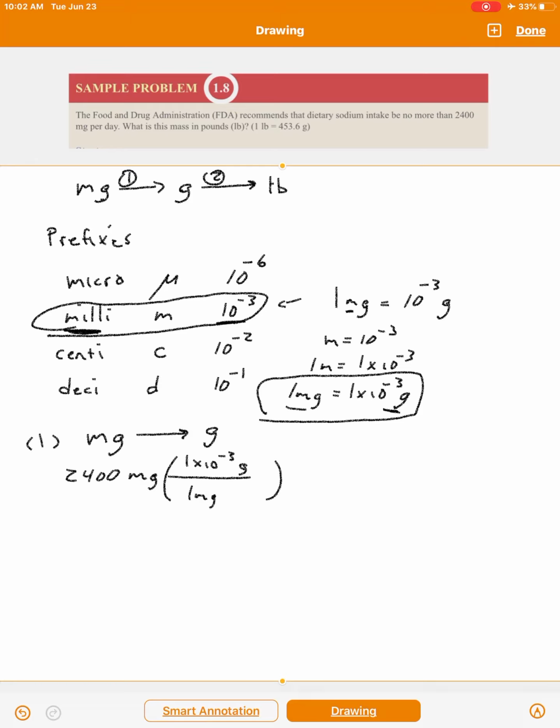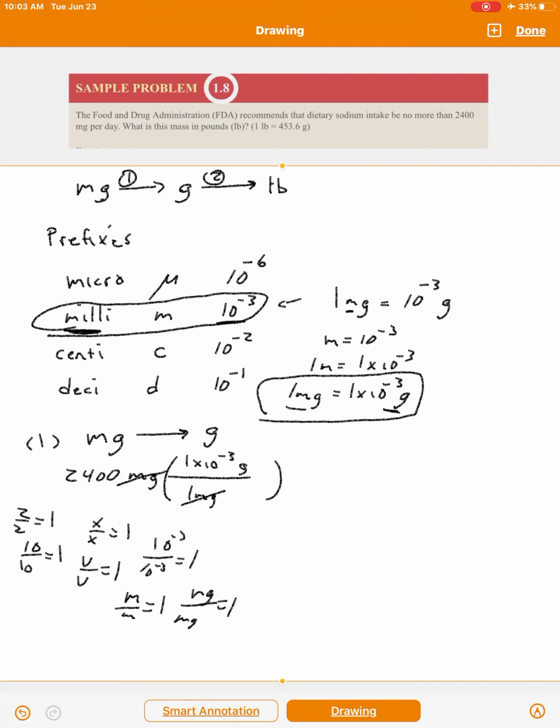Here's the logic of this conversion. 2 over 2 is 1, right? 10 over 10 is 1. x over x is 1. 10 to the minus 3 over 10 to the minus 3 is 1. Milli over milli is 1. Milligram over milligram is 1.